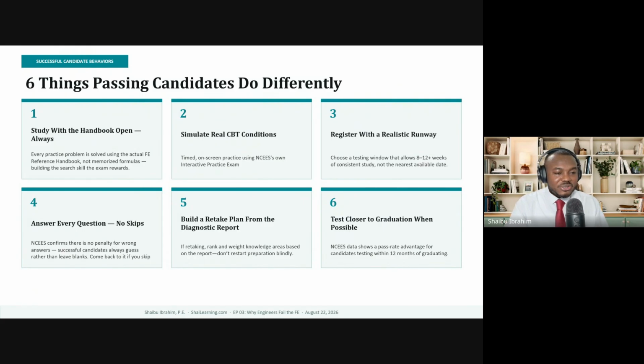Okay, so the 5th one, we need to build a plan. A plan from the diagnostic report. This applies to those who wrote the exam and did not pass. So if you have written the exam and you have your diagnostic report, the diagnostic report is just to help you to know, okay, the knowledge areas that you need to improve. So you identify them and then you build your plan around that.